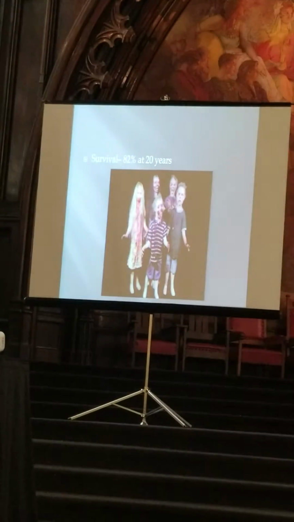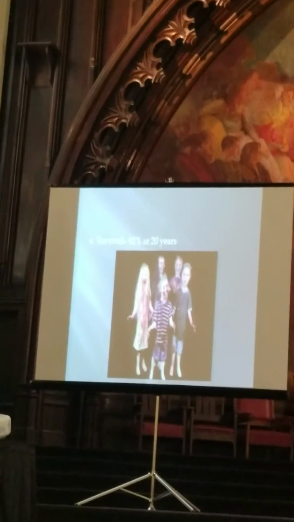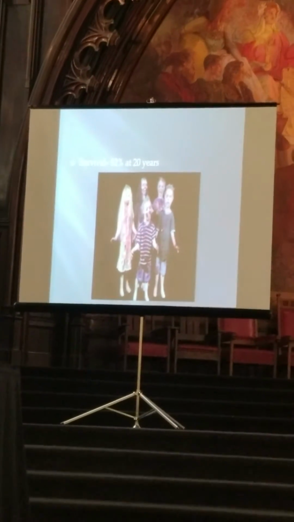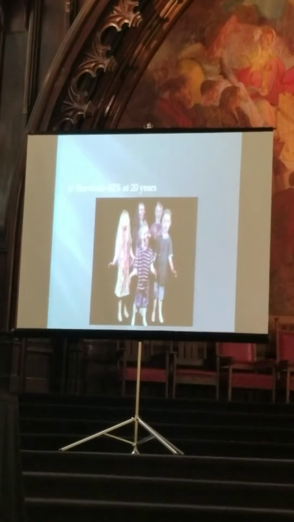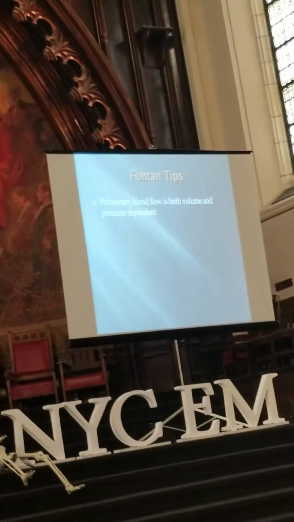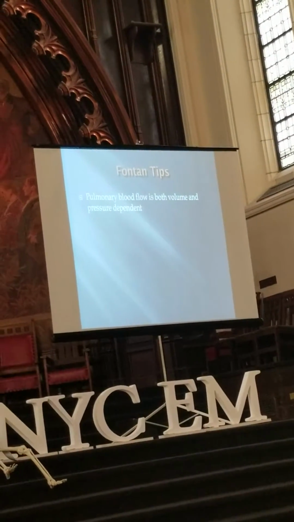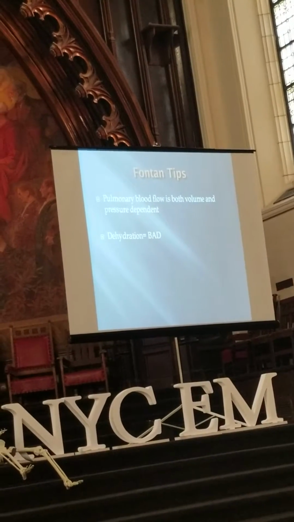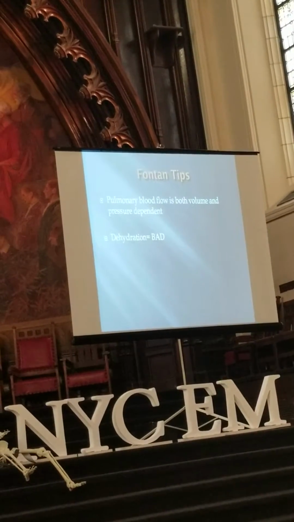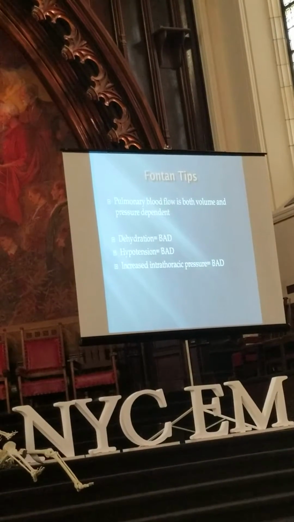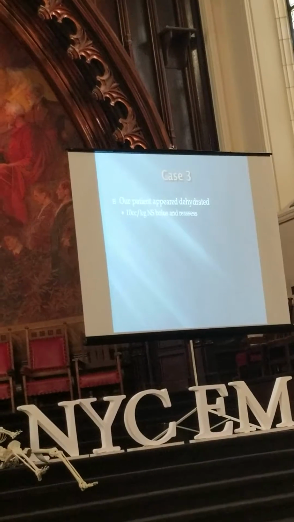Okay? These kids do really well. Their survival is about 82% at 20 years, so they're going to grow up. A lot of them will have learning difficulties. They've lived at these low saturated levels for a long time. But they do have problems. Again, pulmonary blood flow is passive. It is volume and pressure dependent. So dehydration is bad. Hypotension is bad. And increased intrathoracic pressure is bad.